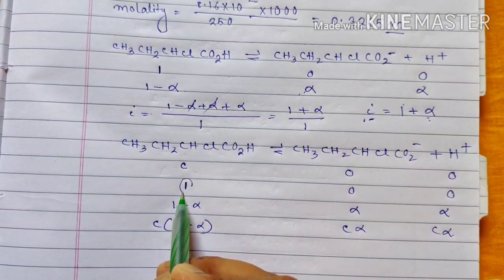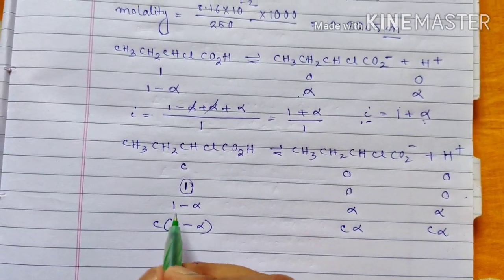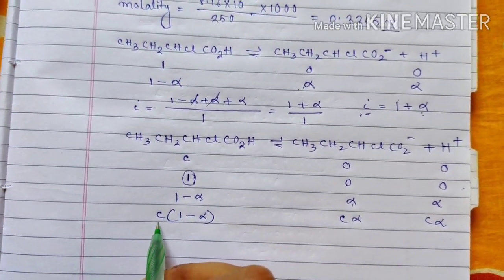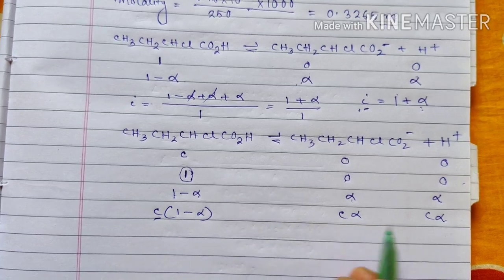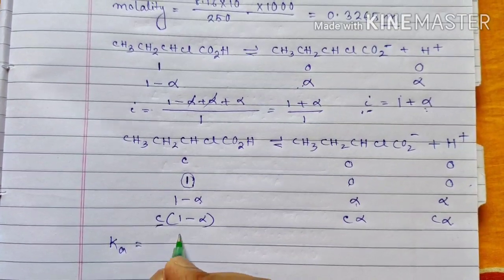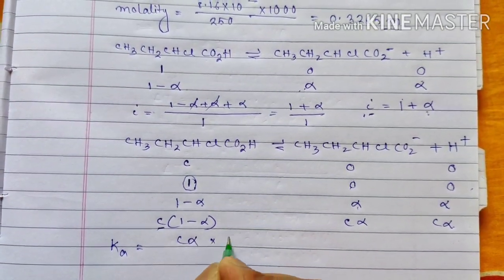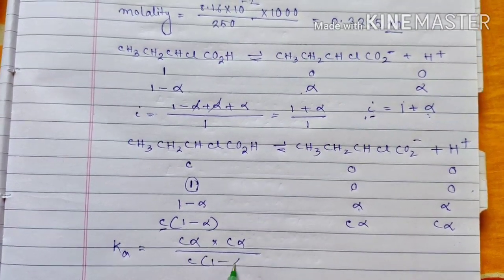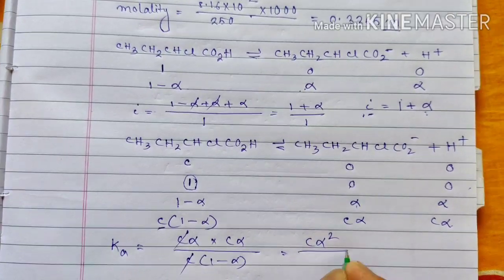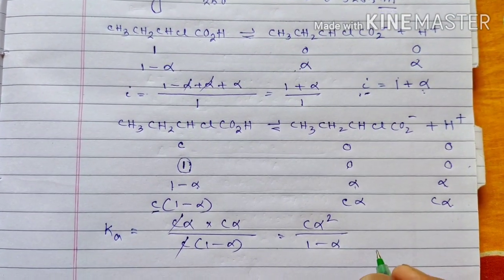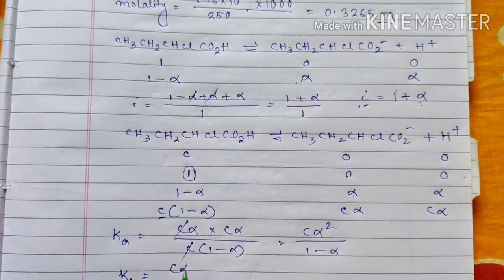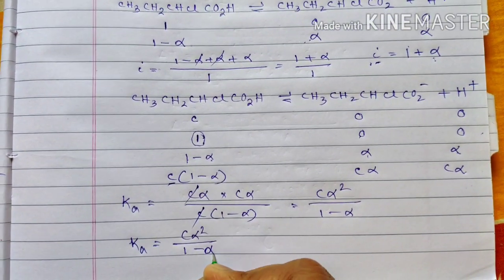If we start with 1 mole, it is 0 and 0. So from 1, if the dissociation is alpha, it should have been alpha and alpha. If you multiply this by C, any concentration, everywhere it should be multiplied by C. Now the dissociation constant should be C alpha product divided by the reactant. As you know, C will cancel out, so Ka becomes C alpha square divided by 1 minus alpha.